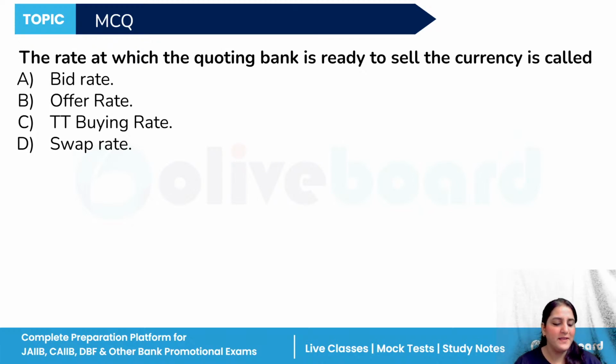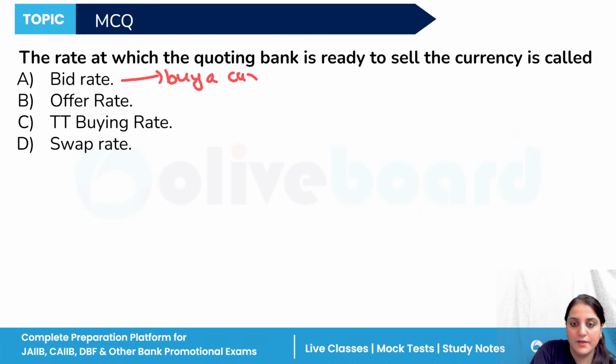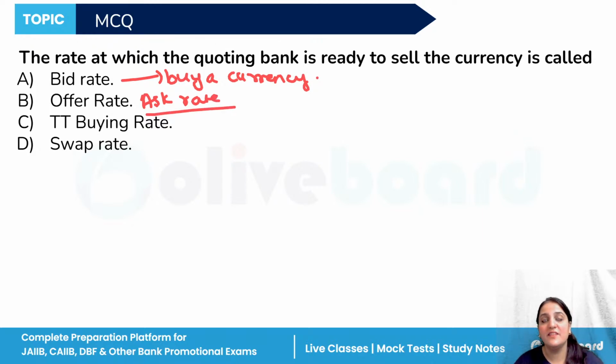Now, can you please tell me what is the meaning of bid rate? Bid rate is the rate at which the bank is willing to buy a currency, and it is the price you would receive when selling the currency to the bank. If we talk about the offer rate, this is also called the ask rate. This is the rate at which the bank is willing to sell a currency, and it is the price you would pay to buy the currency from the bank.